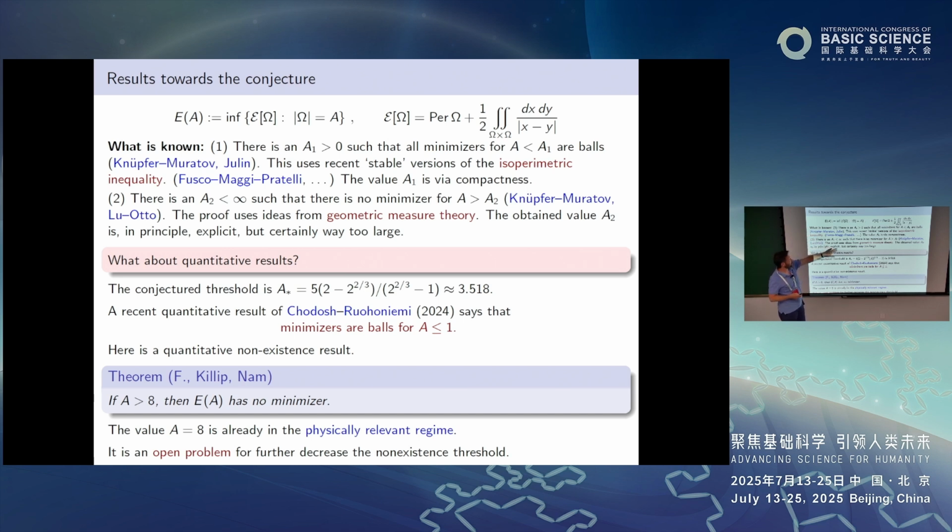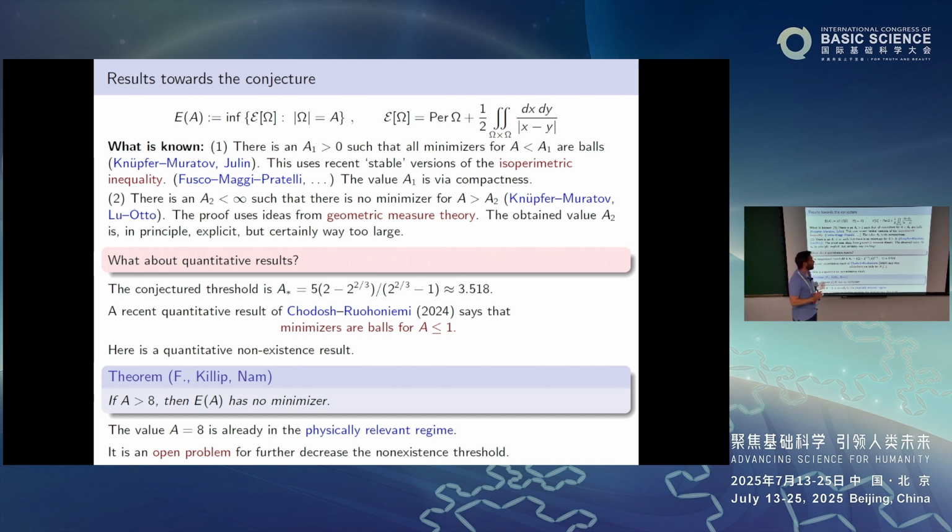That was one of the first applications of the isoperimetric inequality in quantitative form. If you heard of these developments, Fusco, Maggi, Bertelli were among the first, and then it has been a big development. On the other side, there's a result saying when A is very large, larger than some constant, then there is no minimizer of this problem. That was, I think, for the first time proved by Knüpfer and Muratov, and simultaneously independently by Liu and Otto.